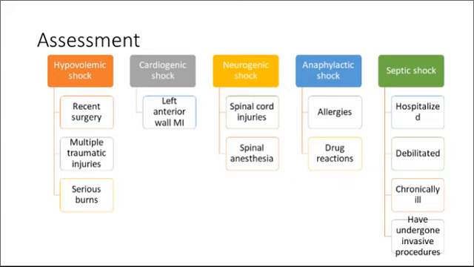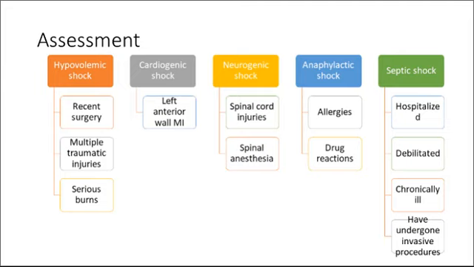I decided to make this slide to help you see this because reading in your text was a little difficult. Look at this and think about it. What are you assessing for? What kind of shock? So if you're a hypovolemic shock, did they recently have surgery, multiple traumatic injuries, serious burns? If they're cardiogenic, you're looking for cardiogenic pump failure, most often left anterior wall MI, but anything that is decreasing the ability of the heart to pump can lead to cardiogenic shock.